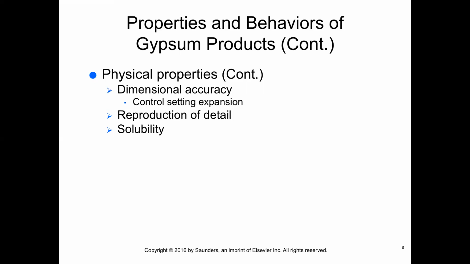The greater the porosity of the final gypsum product, the less surface detail that is produced. Even products that have the least amount of porosity have surface irregularities visible at the microscopic level. Set gypsum products are not highly soluble in water. Solubility is directly related to the porosity of the material. Therefore, plaster is much more soluble than stone. Exposing models to water for prolonged periods of time should be avoided.